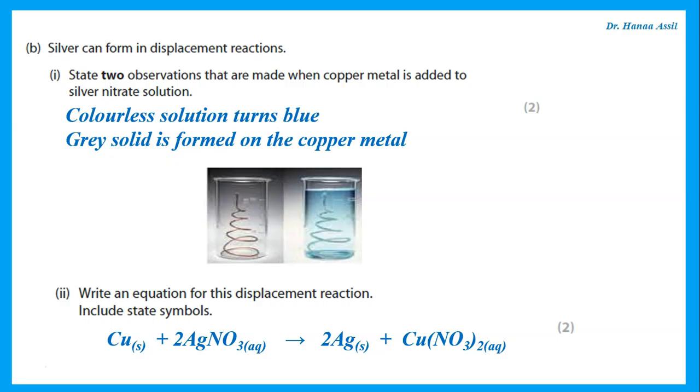Please do not forget to put the state symbols if that is required. So we're asked to include state symbols. Copper, of course, is a solid. Silver nitrate is a solution, aqueous. Silver is a solid. Copper nitrate is aqueous. And again, do not forget to balance.